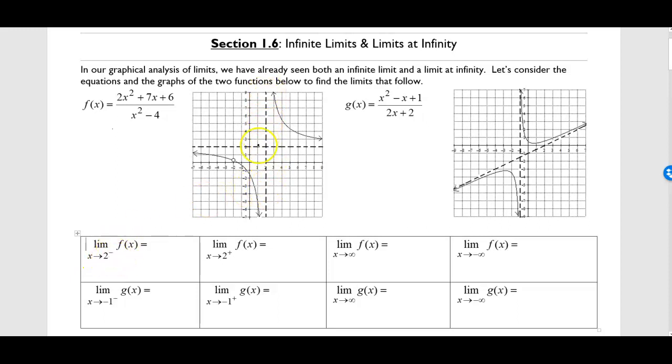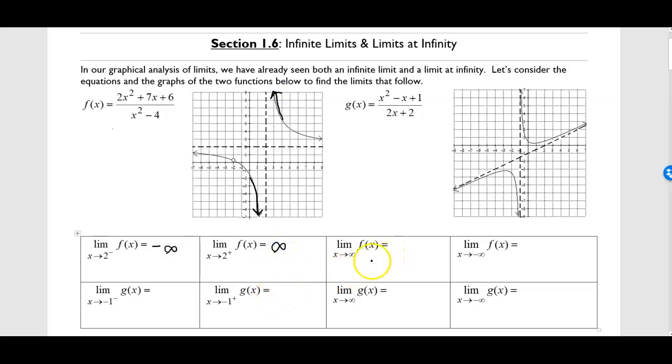So I take a look at x equals 2 from the left. I can see this graph is going to negative infinity. Now technically that does mean the limit doesn't exist, but if we're asked for a left or right limit, we want to be as specific as possible and say positive or negative infinity if we can. For the next problem, as x approaches 2 from the right, we're looking at the right piece. I see that that is approaching positive infinity.